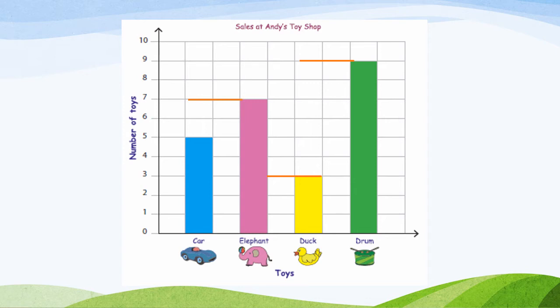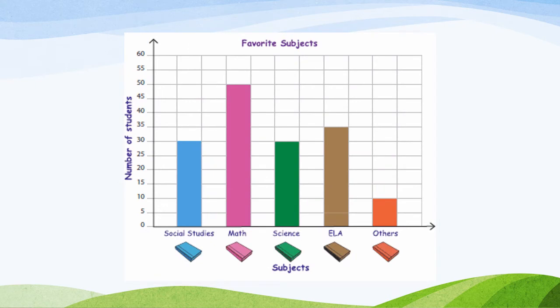Let's see another example. So this graph has a story also. We went into a class and we asked the students about their favorite subjects. Some of the students like social studies, some of them like math, some of them like science, and some of them like English, and some of them like other subjects. So how many students like social studies?